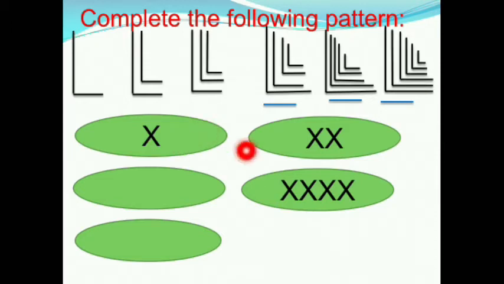Children, look at this pattern. First we have 1x. Next we have 2x. Like that only we will complete the same way. How many x we will write here? 1, 2, yes, we should write here 3x. Next we have 4x. How many x you should write here? Yes, 1, 2, 3, 4. Next we should write 5x.